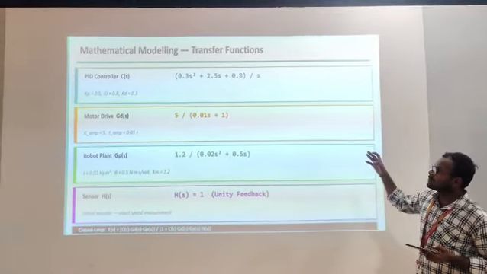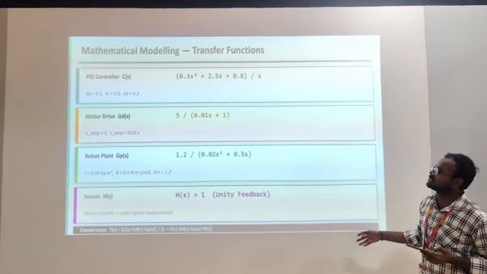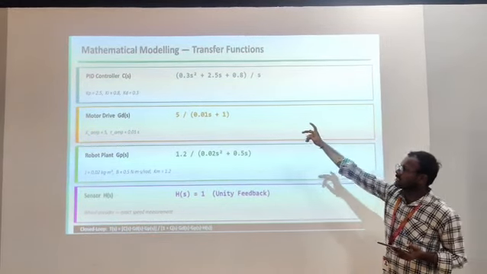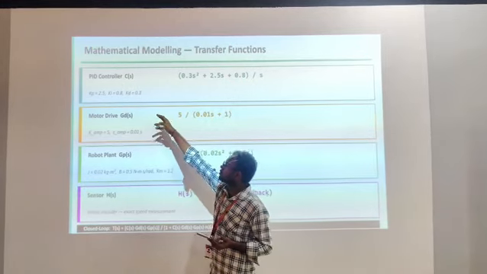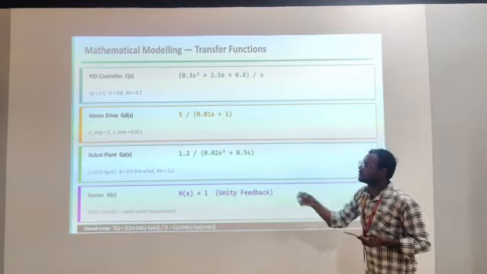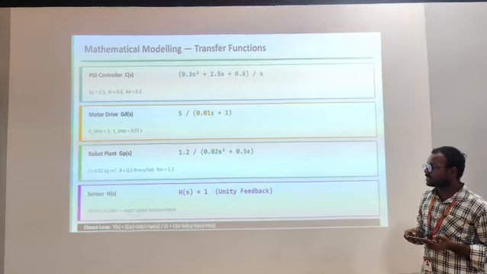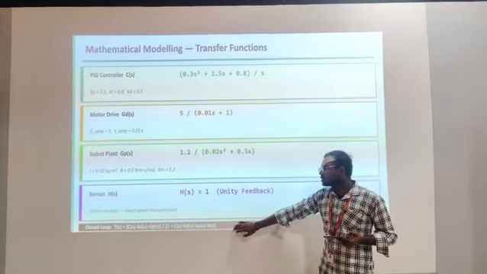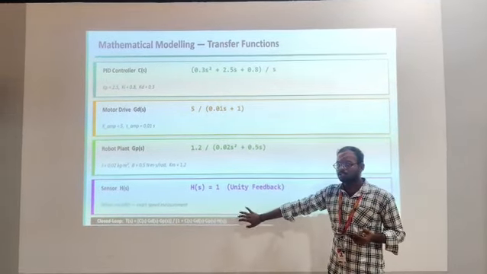Mathematical modelling. Transfer function of different systems. Given here are the parameters used and their corresponding transfer function for each of the systems, and this is the closed loop transfer function of the overall system.